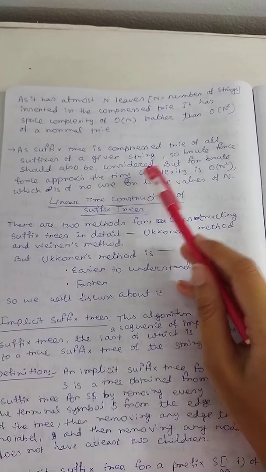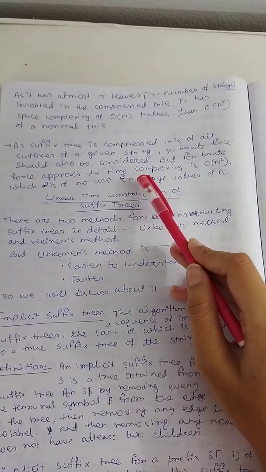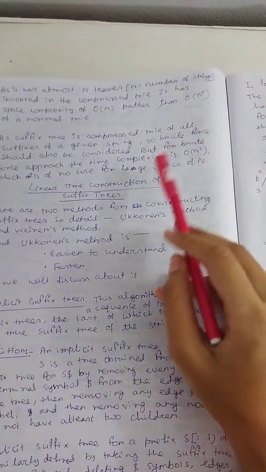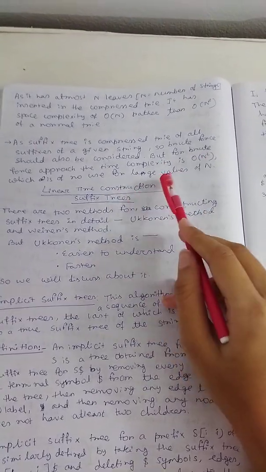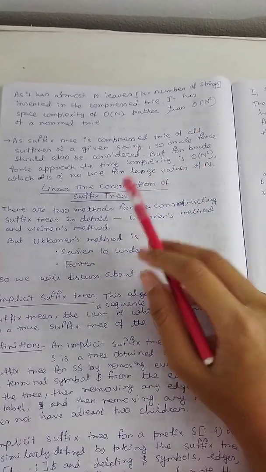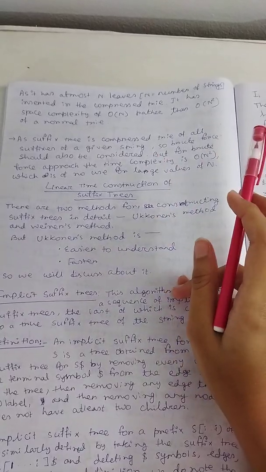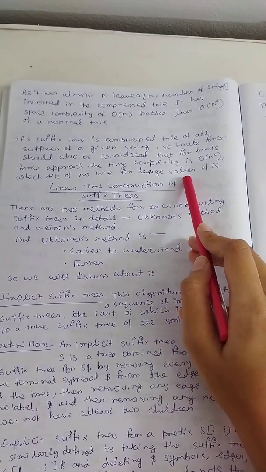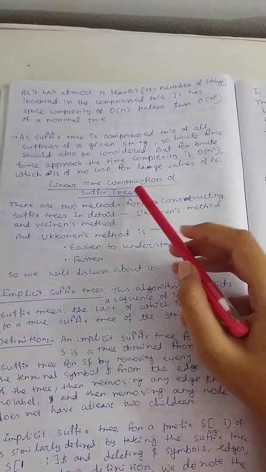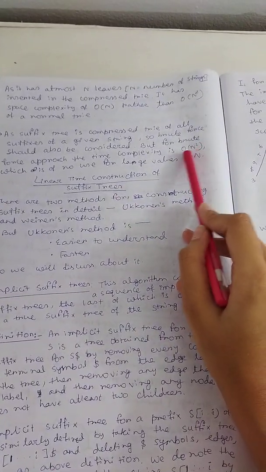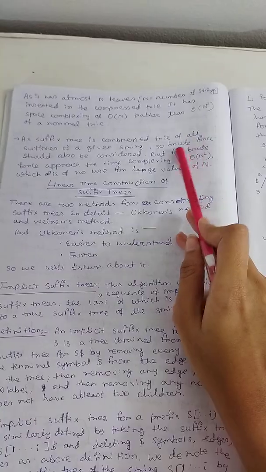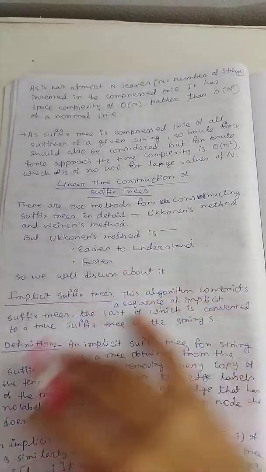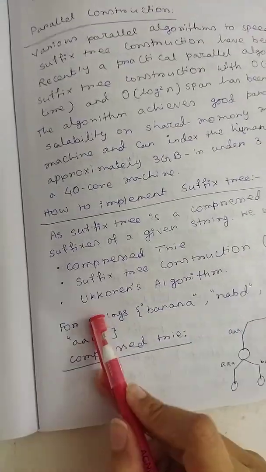Then, as a suffix tree is a compressed trie of all suffixes of a given string, we should consider the brute force approach. But for brute force, the time complexity will be order n squared, so that's why we cannot use it, because we need something which will give us time of order n. If there is a large value of n, then order n squared will be problematic. So that's why we are not considering brute force. Right now we will consider Conant's algorithm.